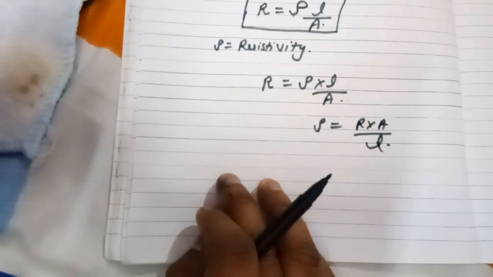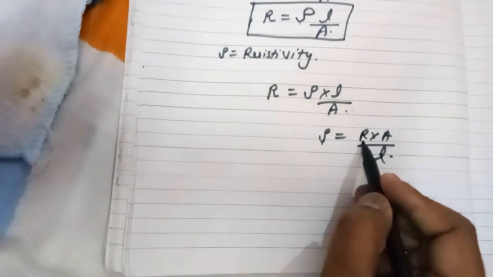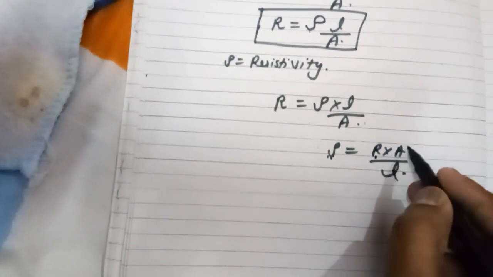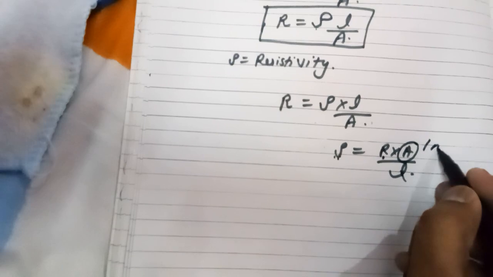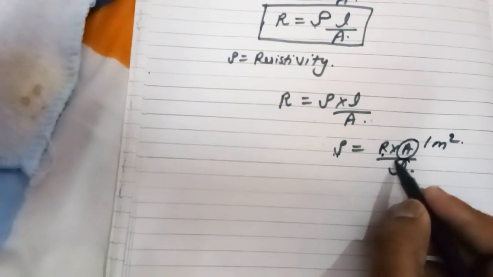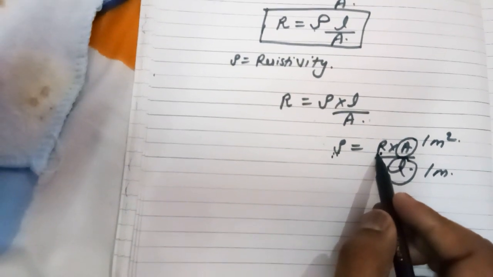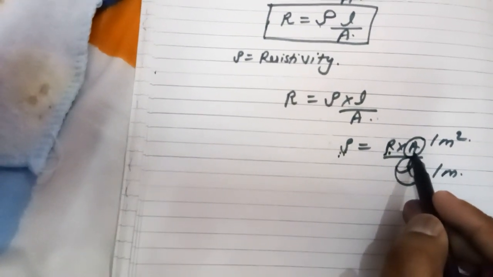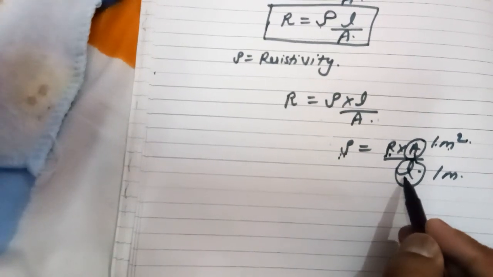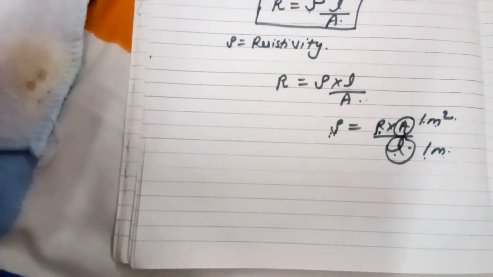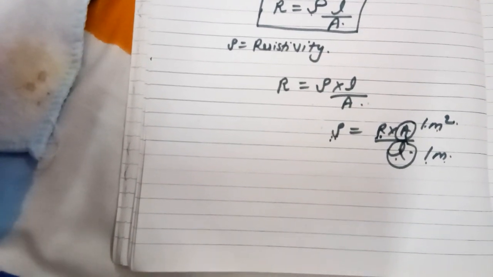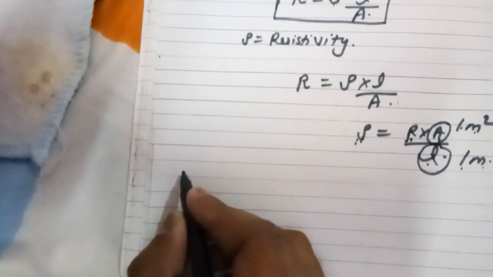So what is resistivity? Resistivity is the resistance when area of cross section is 1 meter square and the length of wire is also 1 meter. Clear? Resistivity is the resistance of wire when the area of cross section is 1 meter square and the length is 1 meter. So resistivity is defined as the resistance per unit length per unit area of cross section. Clear?